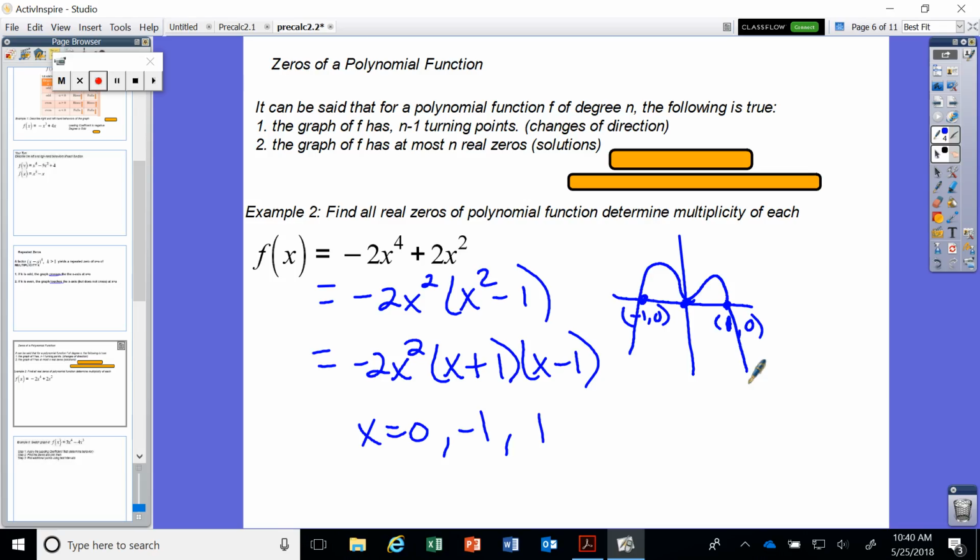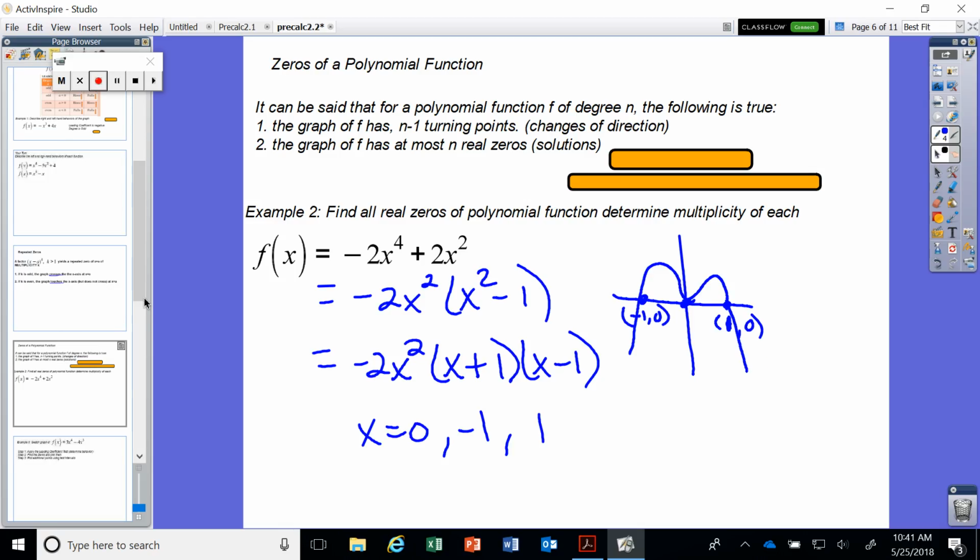All right, well, what about the multiplicity? Well, in this particular example, remember, none of them were repeated, right? So x equals 0 had a multiplicity of 1. x equals negative 1 has a multiplicity of 1. And then x equals 1 has a multiplicity of 1 as well.